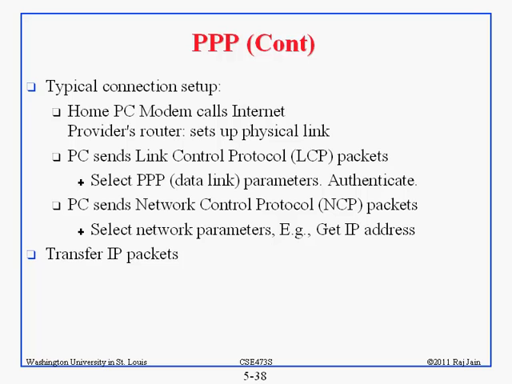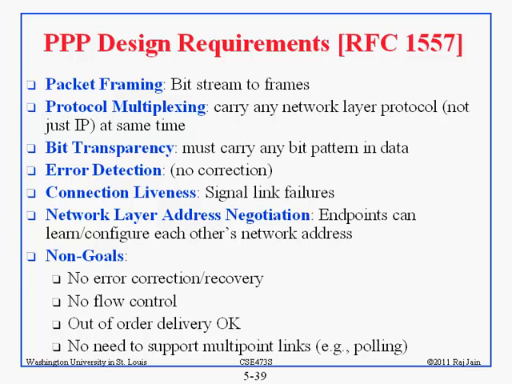All right, so let's see. I think we already talked about this one. The PC modem calls the internet provider, the provider sets up the link, and then you send the LCP packets. Once you're done with LCP packets, then you authenticate, and then you send the NCP packets. Once you get the NCP packets, then you can send the IP packets. So there are three kinds of packets you can send: LCP, NCP, and IP.